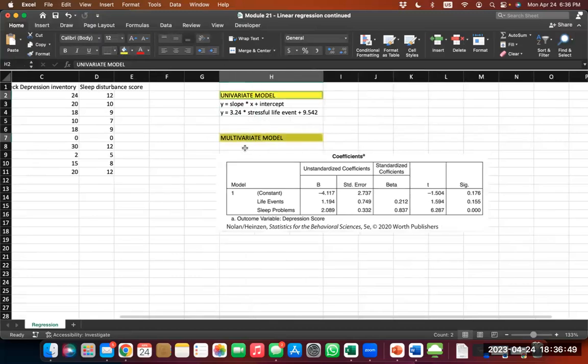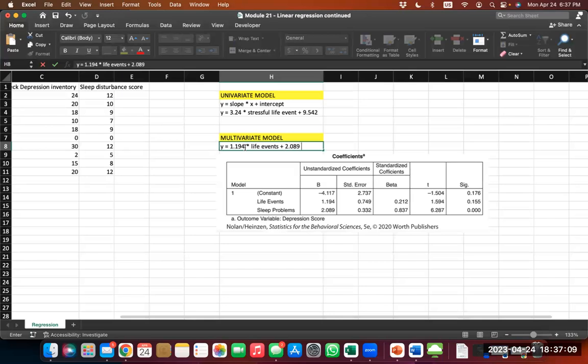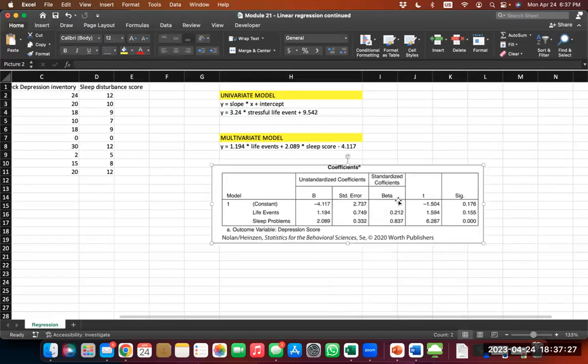The multivariate model, as I said before, treats these unstandardized coefficients like slopes. So it's y equals 1.194 multiplied by life events plus 2.089 multiplied by sleep score minus 4.117 for the intercept. This is the formula that we will be using for the prediction, as per the computation in SPSS.